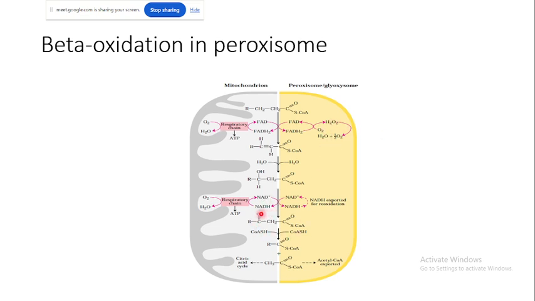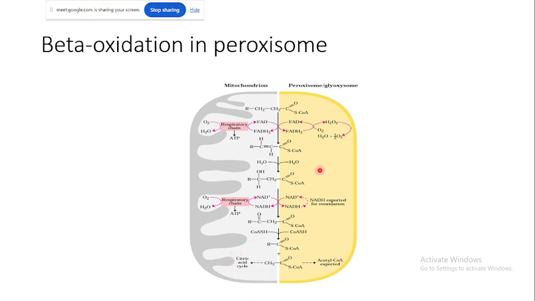Same here, NADH in the mitochondria will also release the electrons to the electron transfer chain and it will produce ATP. But in the peroxisome, NADH will be reoxidized to NAD+, there is no production of ATP. And this acetyl-CoA, which is the product of fatty acid beta oxidation, in mitochondria is used for the citric acid cycle.